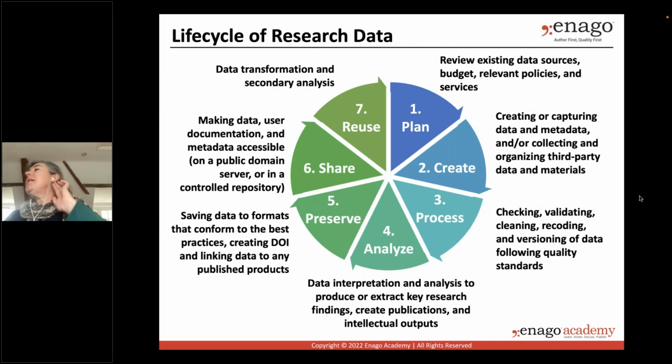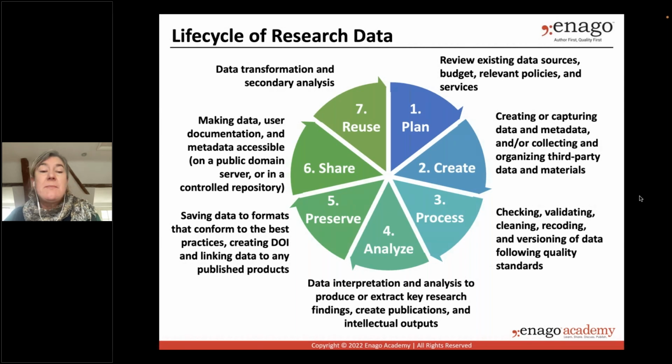With the processing, you could be entering the data, transcribing, checking, validating it, perhaps cleaning it, and where necessary, anonymizing it as well, describing it, and starting to think about its storage. The analyzing phase is about interpreting the data, perhaps deriving data, running it through models, producing outputs, and authoring publications, and basically preparing for the sharing phase.